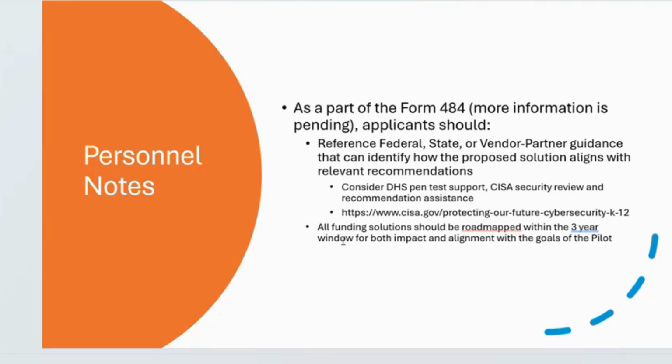And again, as I mentioned, all solutions should be roadmapped within the 3-year window for both impact and alignment with the goals of the pilot program. So again, a 5-year plan is great just from an operational perspective, but for the purpose of this pilot program, we're not talking about a 5-year pilot, we're talking about a 3-year pilot. So try to make sure that you're roadmapping and targeting most specifically what you plan to do within that 3-year window, how you expect the solution to provide you with value or improvements over that 3-year time frame.